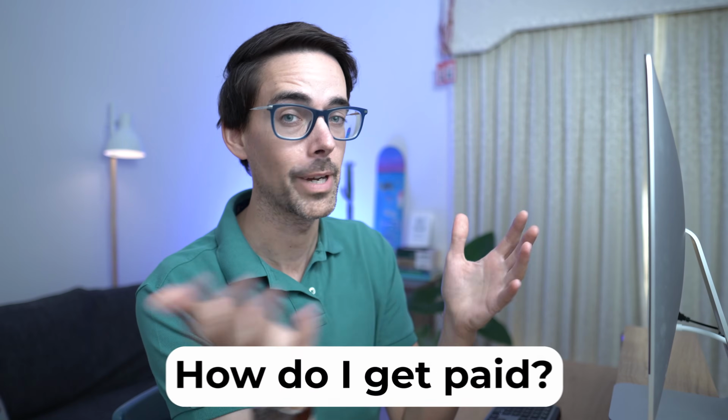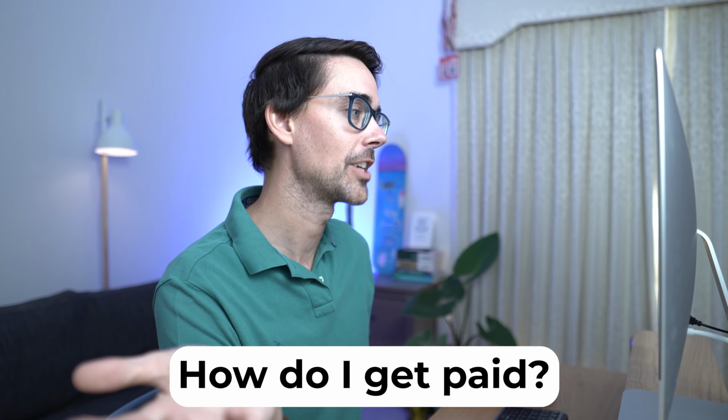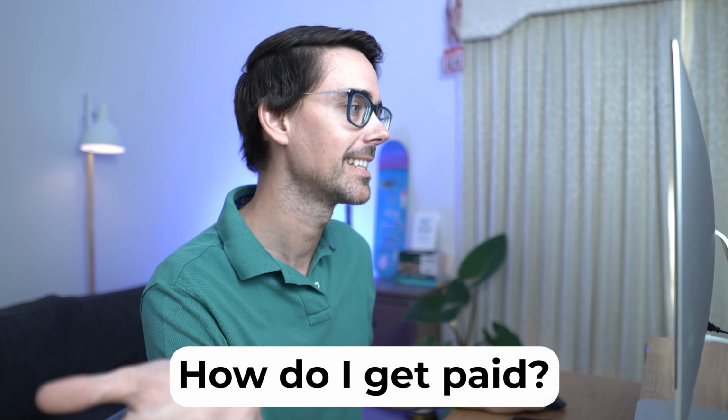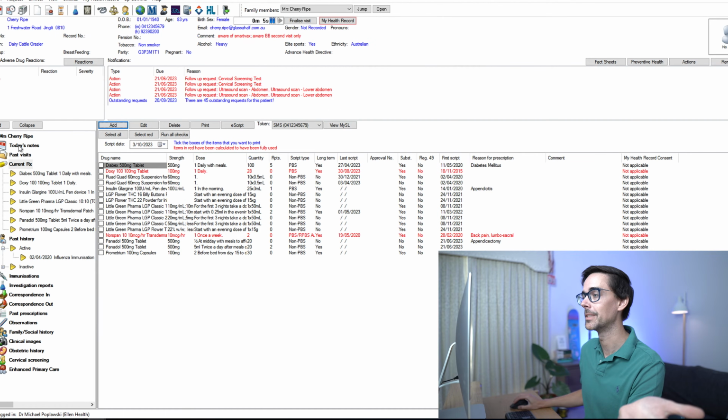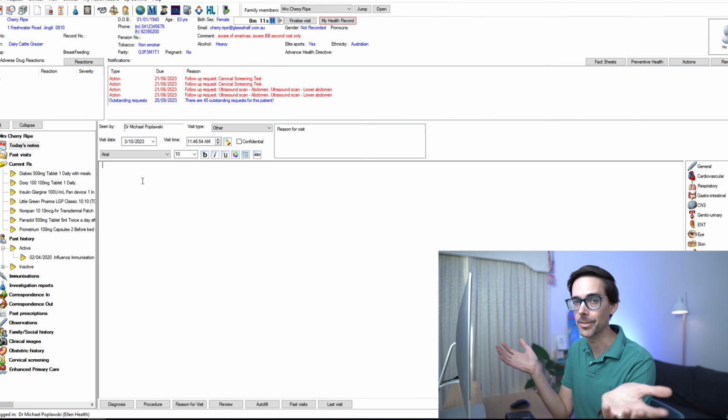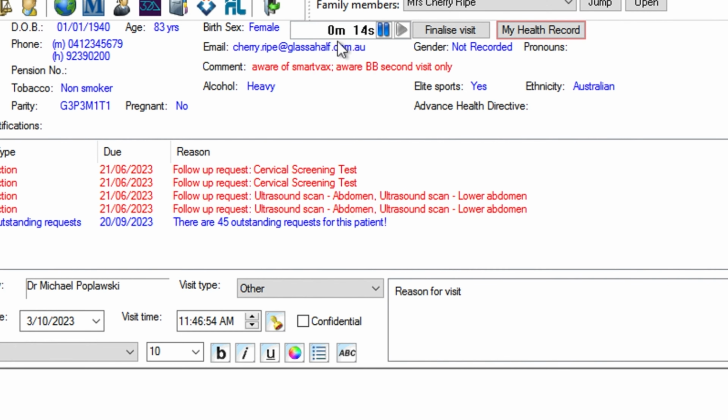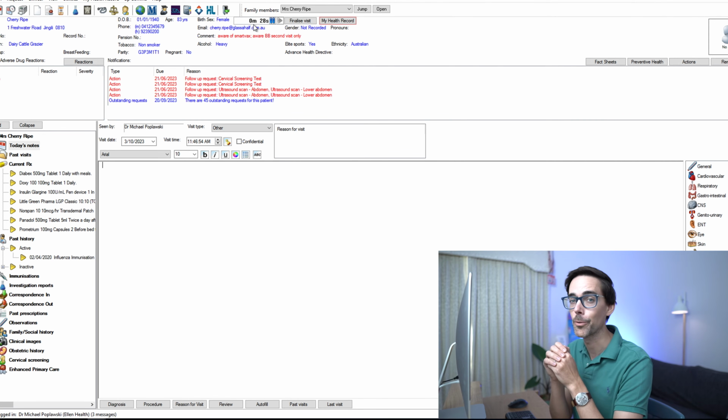Number one is, how do I get paid? Let's bring up a patient. Cherry Ripe comes to see you for whatever reason. You bring up her file, you go on to today's notes, and you do your usual consultation. As you can see here, there's a timer that's ticking away. Now what this basically means is, depending on how long you spend with Cherry Ripe, that is how much you can charge for that consultation.